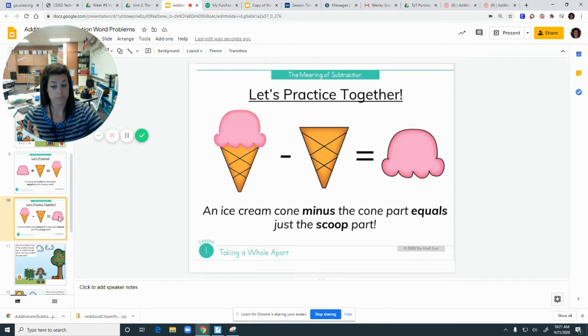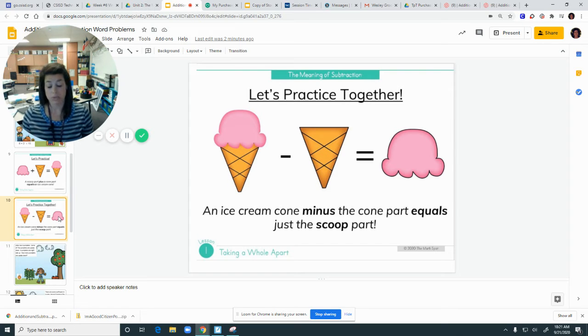Look at subtraction. We have an entire ice cream cone. We have the ice cream and the cone. If I minus, or if I take something away, like a cone, I'm left with just the ice cream, okay? So I have my cone and the ice cream. I take away the cone, I'm just left with the ice cream. That's subtraction. Starting with your whole, taking some away, and left with just a piece, okay?